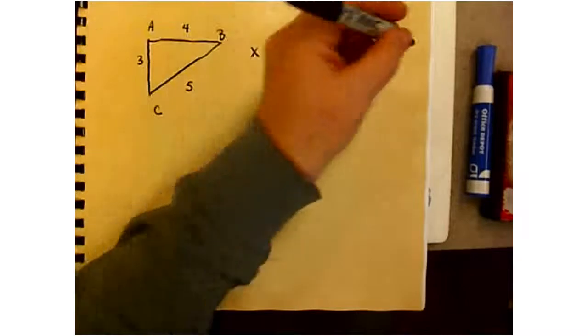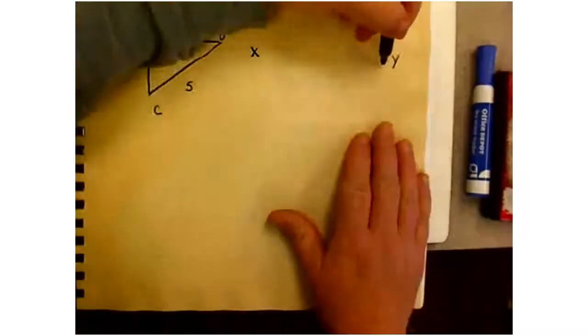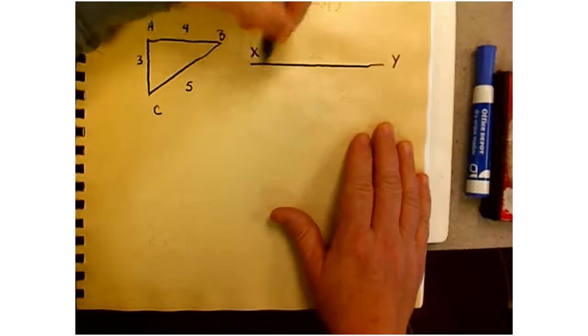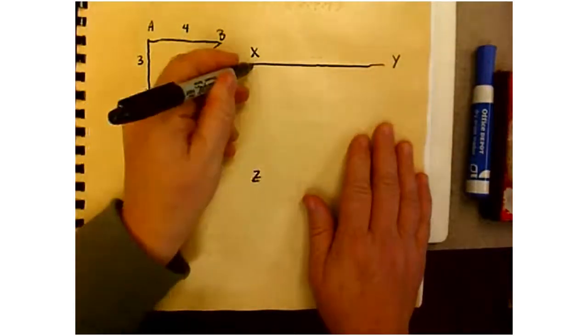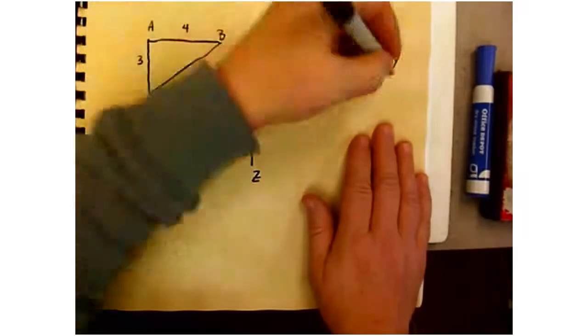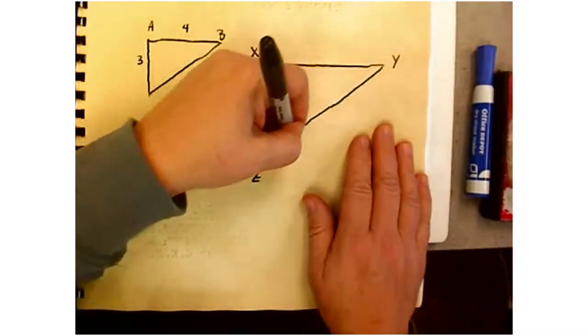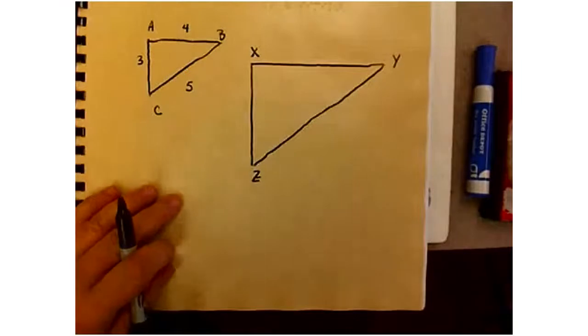All right, A to B is 4 on the very top, A to C is 3, and B to C is 5. And then we have a big triangle next to it. X is the top left, Y is the top right, and then Z is the bottom left. So it looks like these are in similar positions. They're just a slide to the right and down.